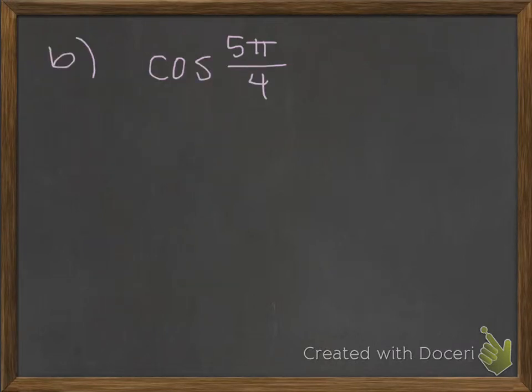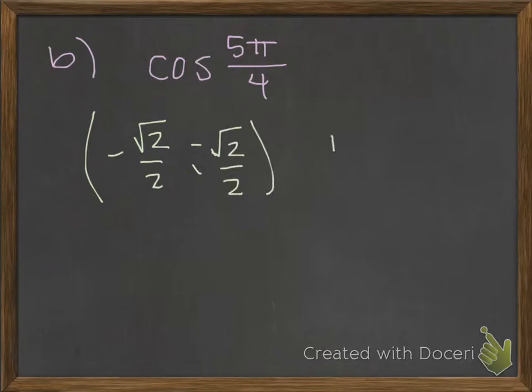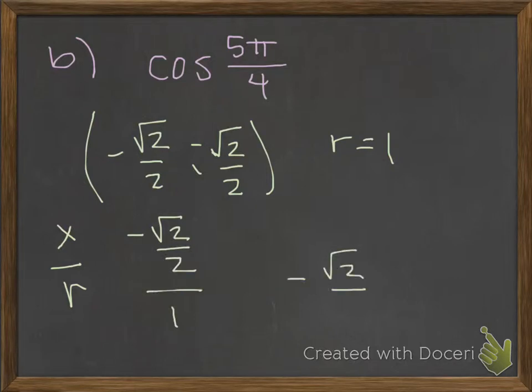So for letter B, we have cosine of 5 pi over 4. So we look at the unit circle and notice in the third quadrant, the middle coordinate is a 5 pi over 4. So that's negative root 2 over 2 and a negative root 2 over 2. And the radius is still 1. And to find cosine, we do x over r. So I do negative root 2 over 2 all over 1, which equals negative root 2 over 2. So the answer is negative root 2 over 2. So for sine and cosine, you really don't have to do too much work. Tangent, we're going to have to do a little bit more work.